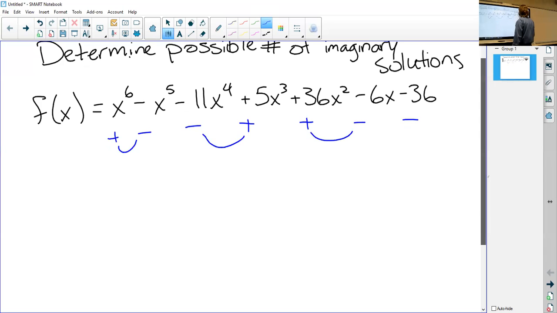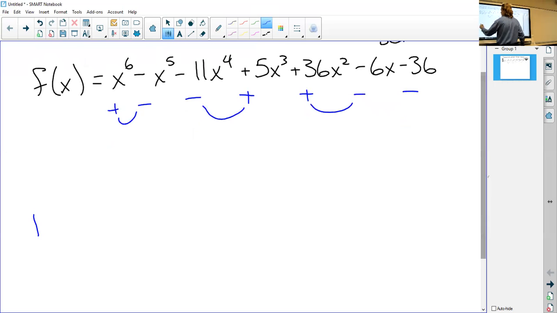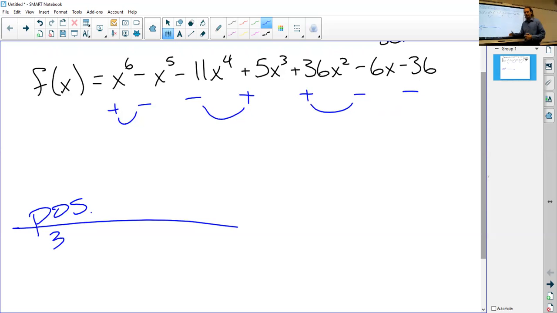So if I was going to start my table, positive solutions, we have either 3, or remember if there's 3, we also have to count down by 2s until we either hit 1 or 0. So if there are 3 positive solutions, there's also potentially just 1 positive solution.